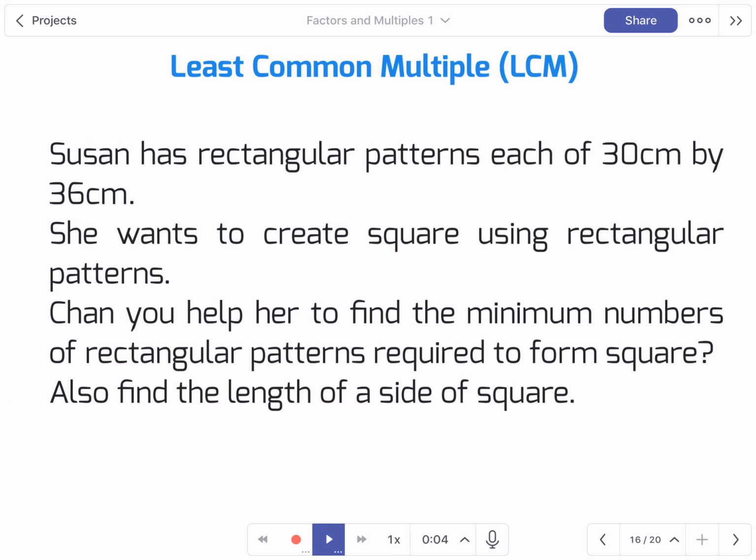Factors of a number. What are the prime numbers? What are composite numbers? And how can we do prime factorization of a composite number? And how to find the highest common factor.